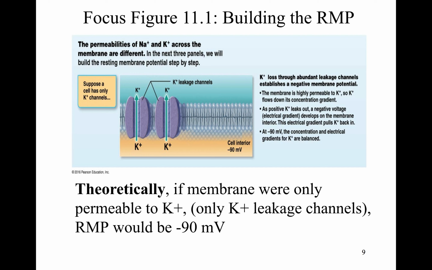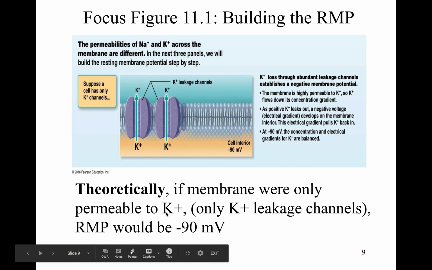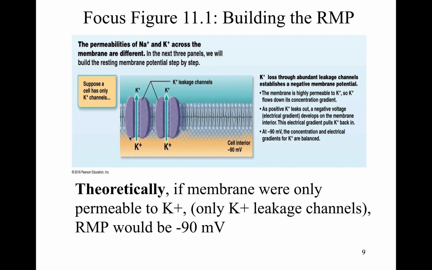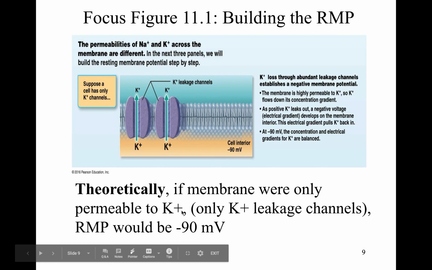If you're losing a ton of positive ions, that's then going to make your resting membrane potential very negative. So if we exclusively had these potassium leakage channels present, a bunch of potassium is going to leave, so therefore the resting membrane potential ends up becoming extremely negative, or the inside of the cell ends up looking very, very negative. So we would reach a resting membrane potential of about negative 90 millivolts if we exclusively had potassium leakage channels.